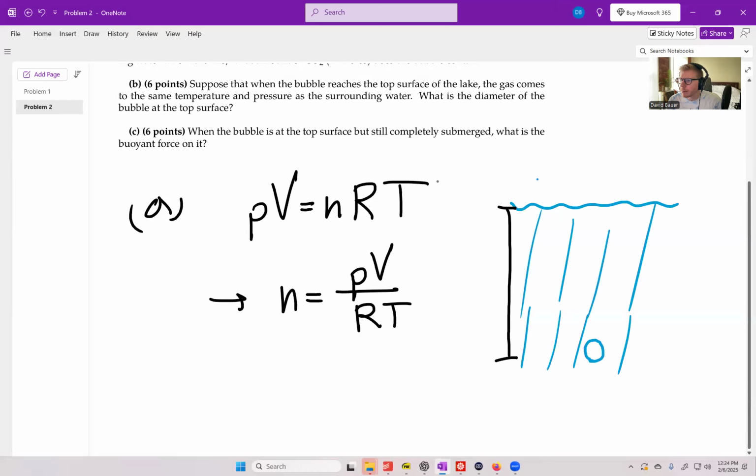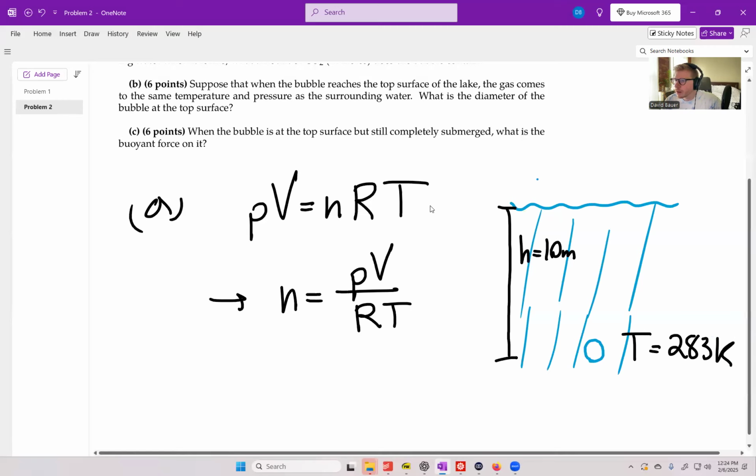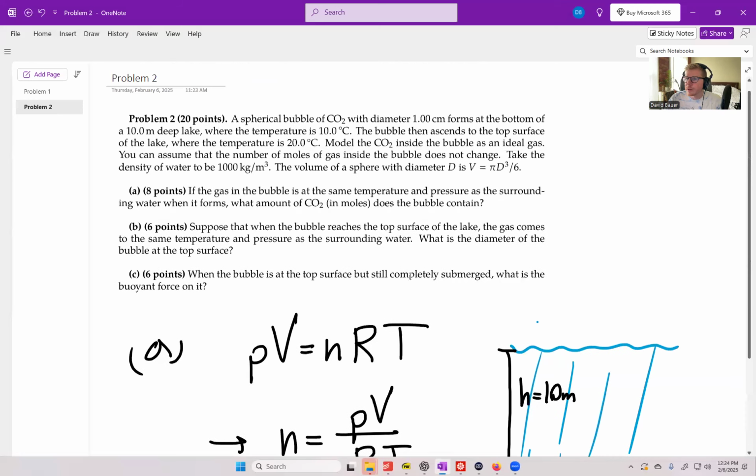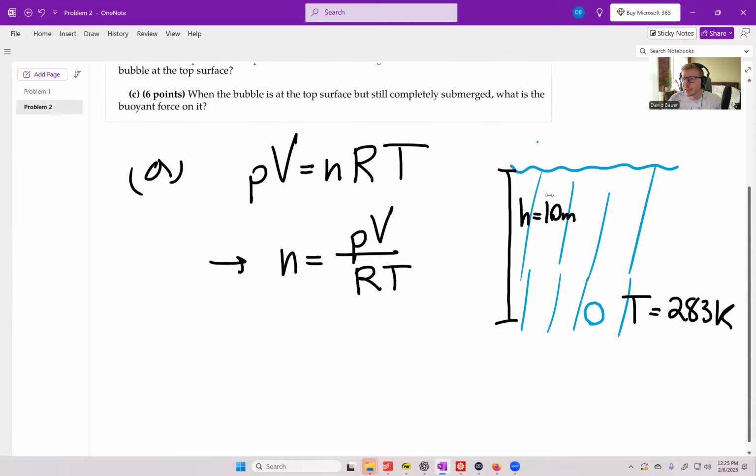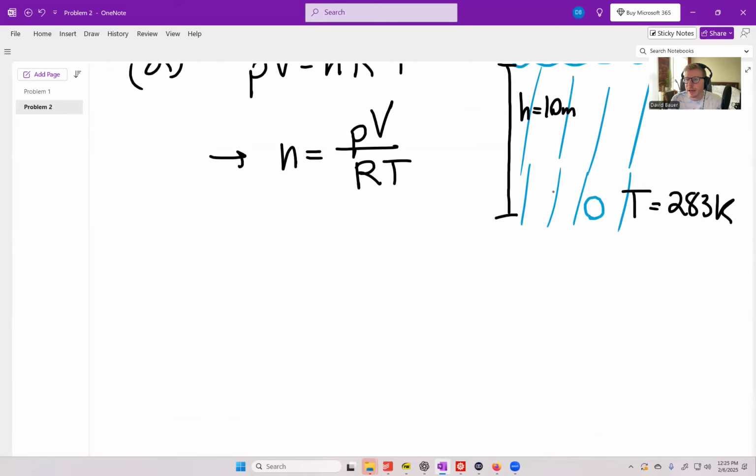We're at 10 meters below the surface. Our temperature down here was 10 Celsius, so 283 Kelvin. Right? And of course we know R. The volume we can calculate from the given diameter of the bubble, right? So I gave you the formula here for the volume of a sphere in terms of the diameter, so we can just plug into that.